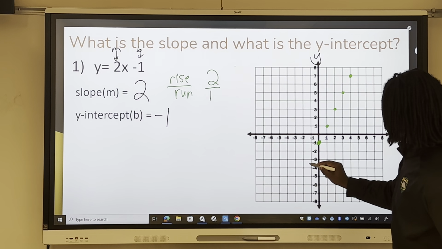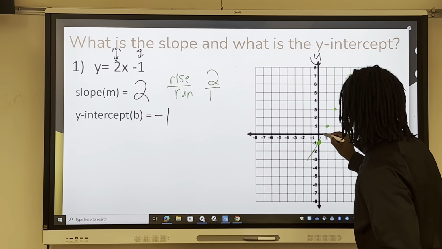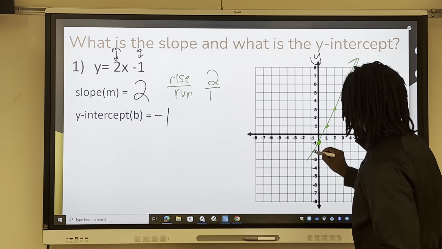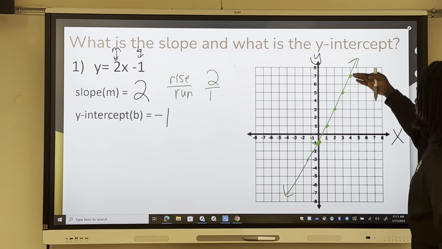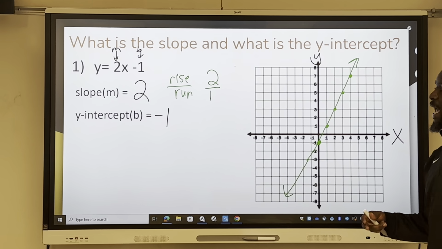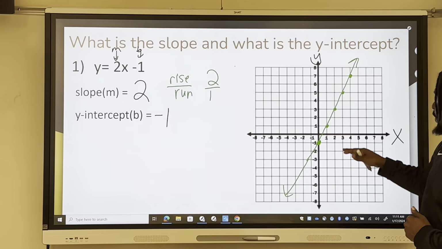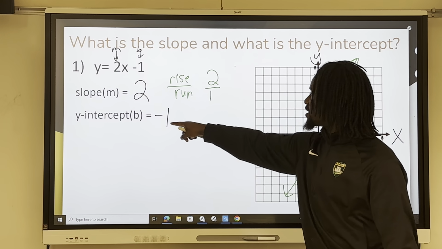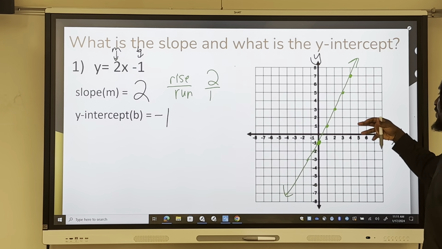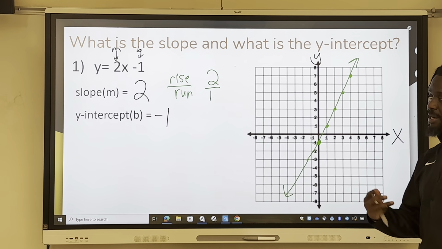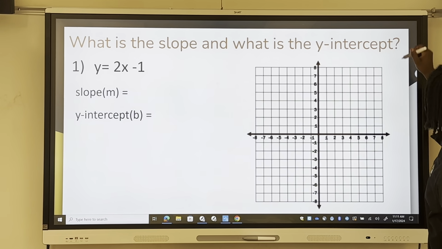Okay? And so what I'm going to do is I'm just going to draw a line connecting these. And this goes on forever. Okay? And so that is how I take this equation and graph it. So I start by graphing the y-intercept and then figure out the other points based on the slope. All right, let's do another example.